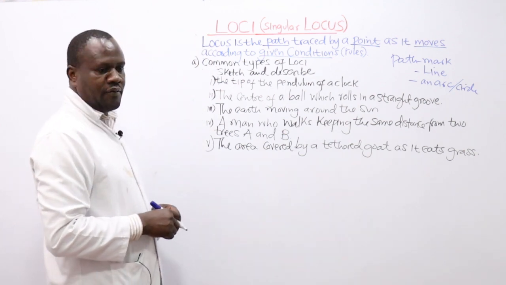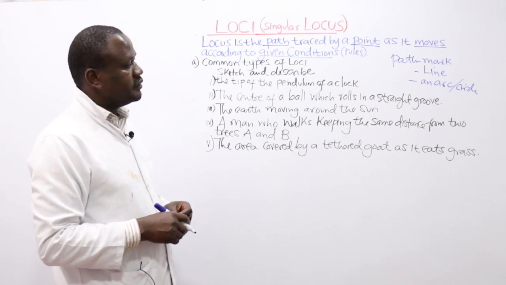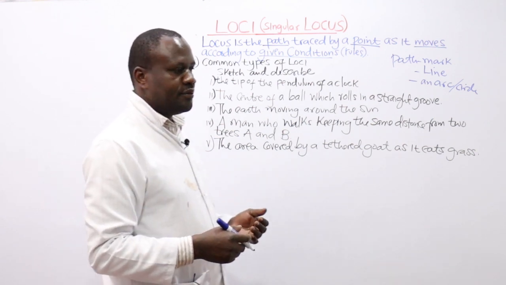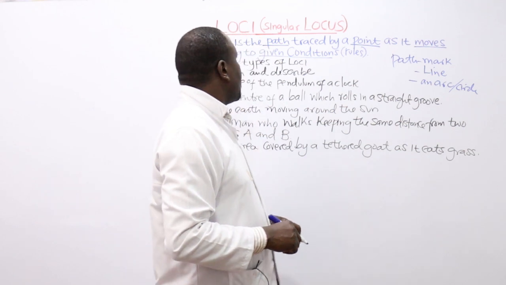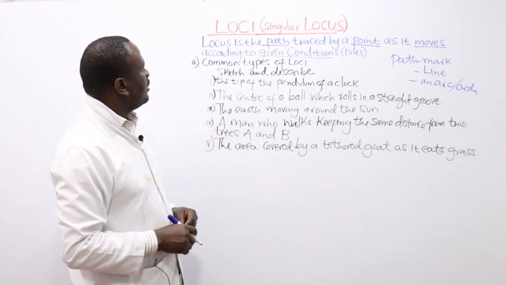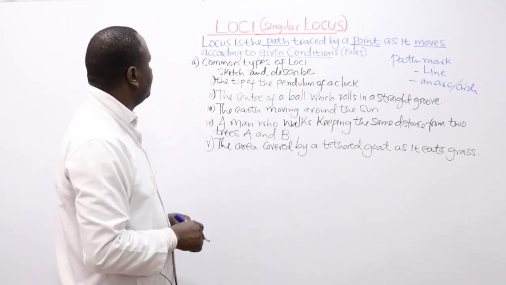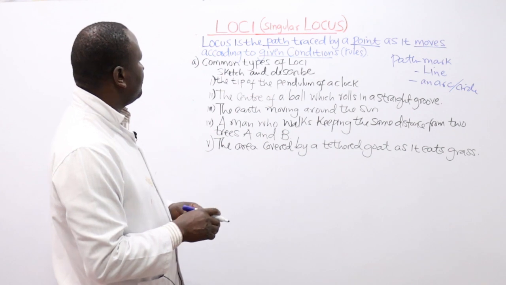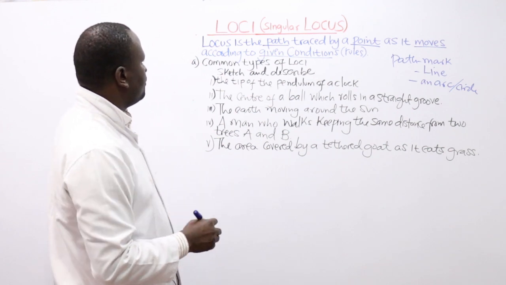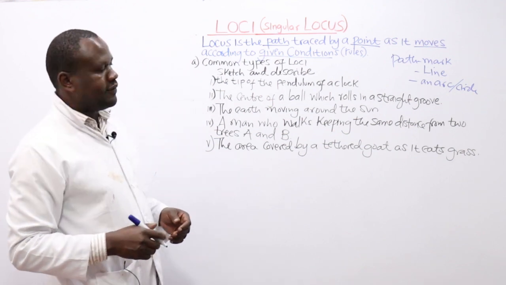Now, if you move along a straight line in the middle, there is a path you will create. That is the locus. So, what is the locus? We shall consider mainly 2 dimensions. What are the common types of loci? To understand, we can sketch and describe the following.